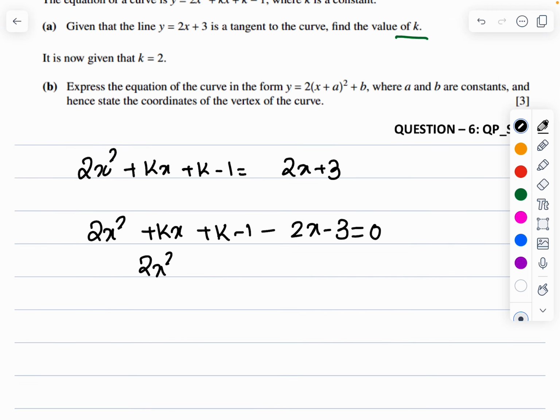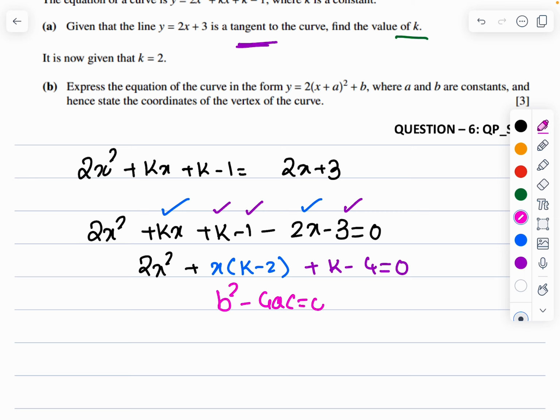Write the like terms together. 2x², and kx and 2x are like terms, so x times (k - 2), and the constants k - 1 and -3 are the constants. So it becomes k - 4 = 0. Now he told that it is a tangent. Tangent means again b² - 4ac = 0.